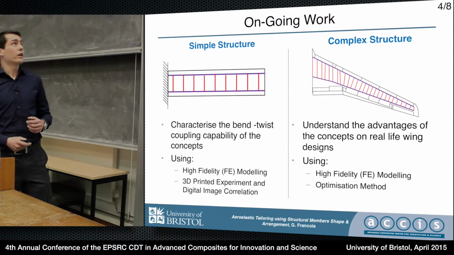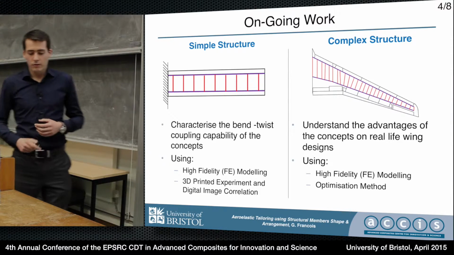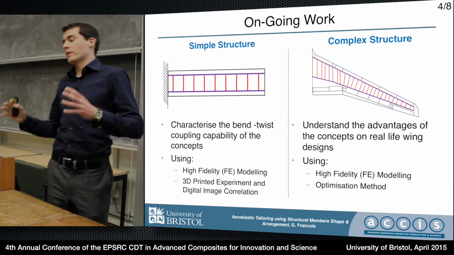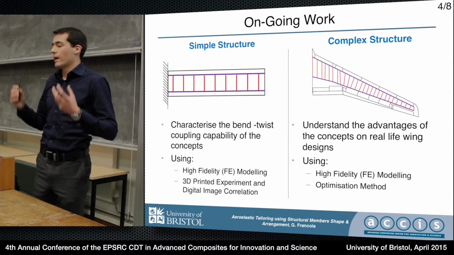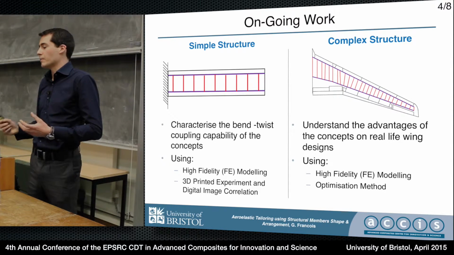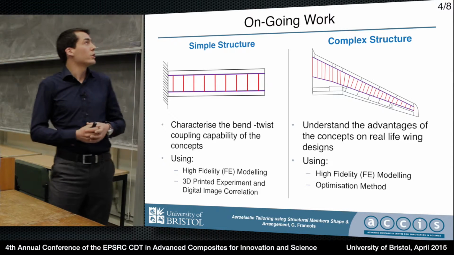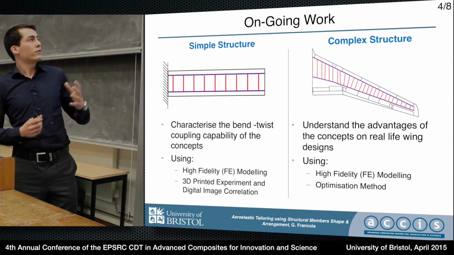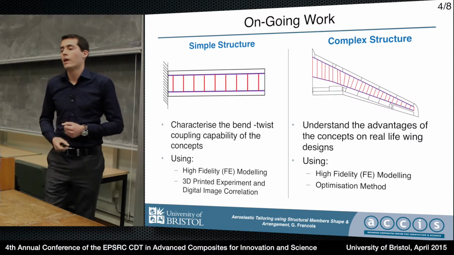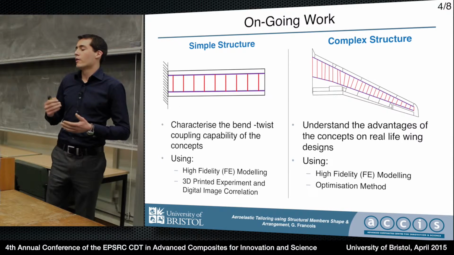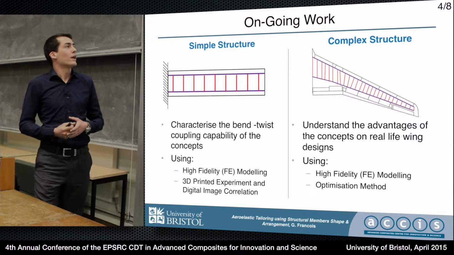So the ongoing work has two different streams. The first one is on simple structure. So here the structure is untapered and unswept. And here we try to characterize the bend twist coupling capability of the different concepts. To do so, we use high fidelity modeling, such as finite element. And the results that we get from the modeling, we are trying to validate them through an experiment that uses 3D printed wings and digital image correlation.